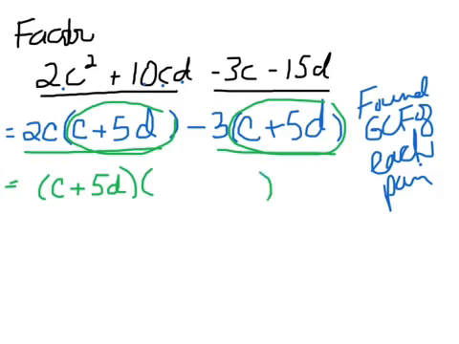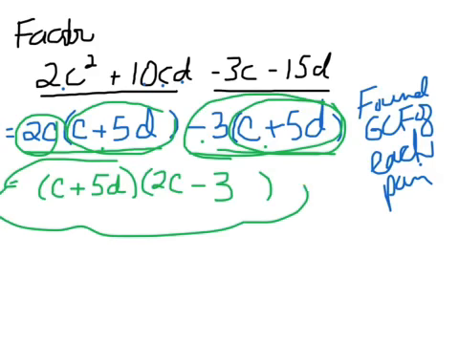Well, out of this factor, if I took C plus 5D out, I'd have a 2C left. And then on the second term over here, this one that I'm circling now, if I took the C plus 5D out, I'd have a minus 3. There you are, you're factored.